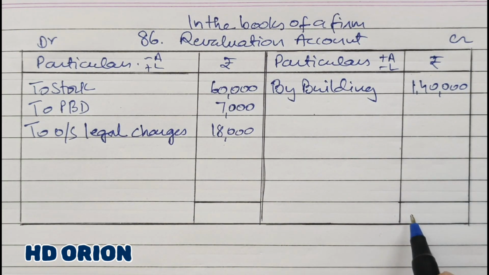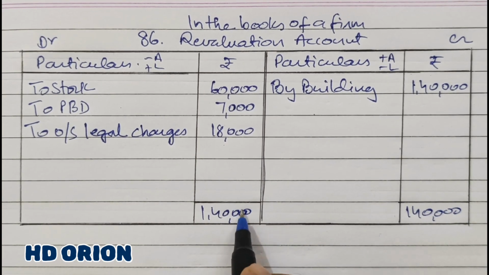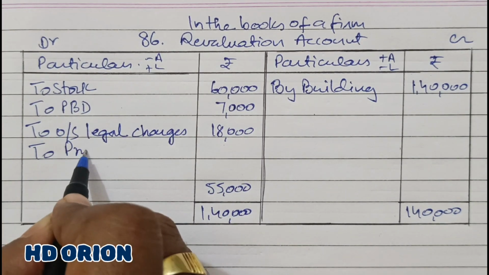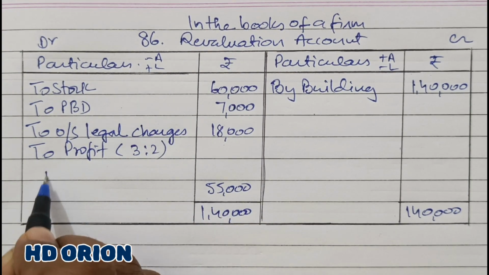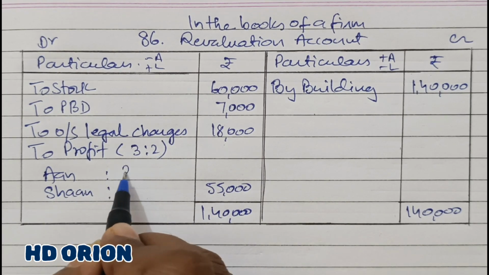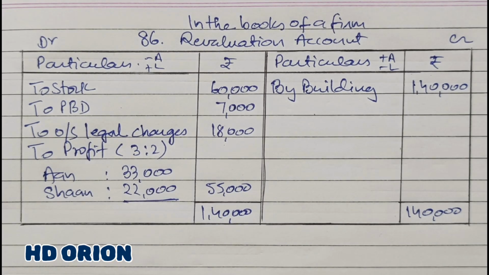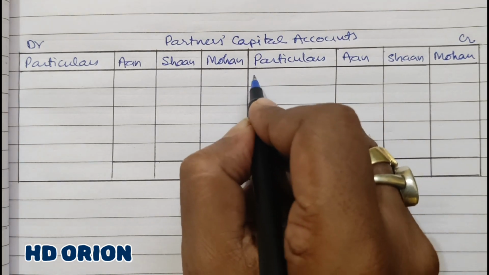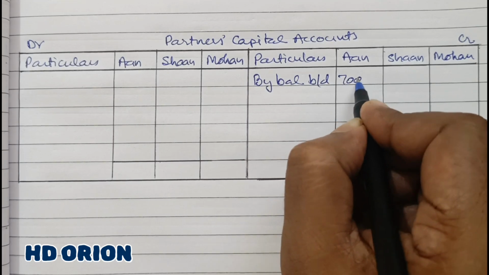Only this much. Now we get a credit balance, which is a profit on revaluation, of 55,000. It will be transferred to the partners in the profit sharing ratio, that is 3:2. So to Ann and Shan, 33,000 and 22,000. Then balance brought down, it is 7 lakh and 6 lakh.